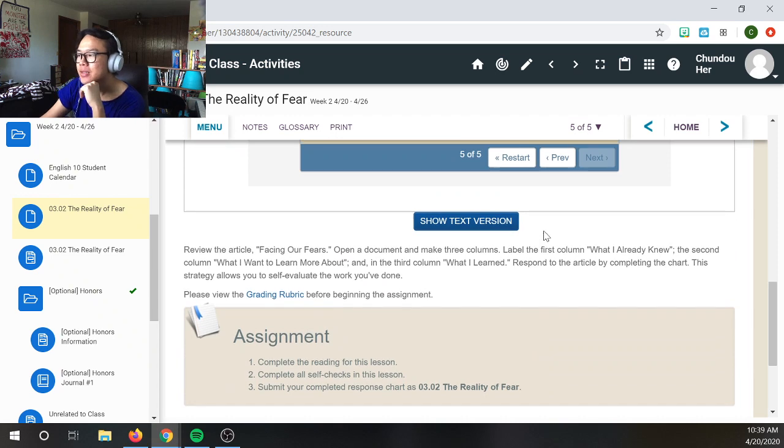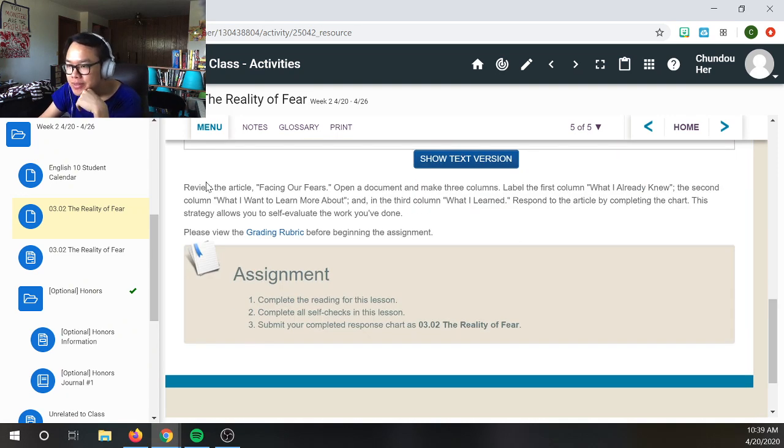Coolio. Down here, it's giving us some instructions about the assessment. Review the article Facing Our Fears, open a document and make 3 columns. Label the first column, what I already knew, the second column, what I want to learn more about, and the third column, what I learned. Respond to the article by completing the chart. This strategy allows you to self-evaluate the work you've done.